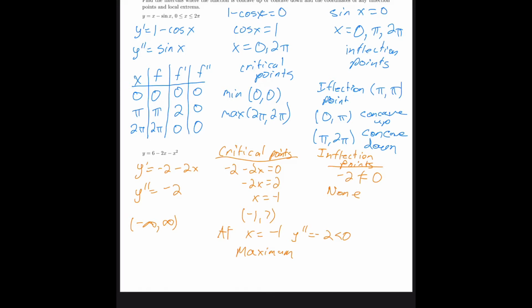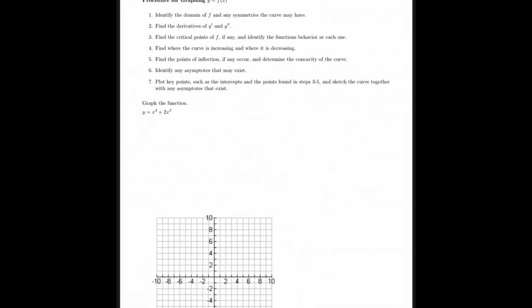And then the last thing we can do is concavity. And because the second derivative is constant, that means it will have the same concavity everywhere. So from negative infinity to infinity, it has a second derivative of negative 2. So that means it's always negative, which means it's concave down. So this graph is always concave down. And this is a parabola that opens down, which should make sense that it would be concave down. It's always facing down. Okay. So there's a couple examples.